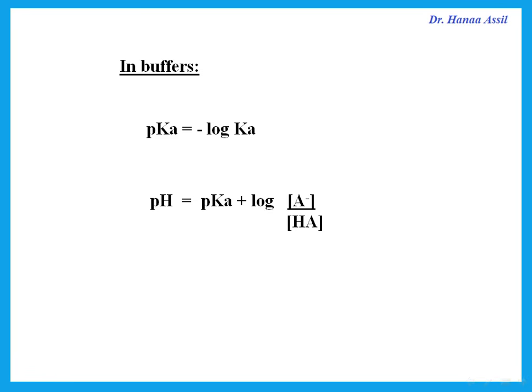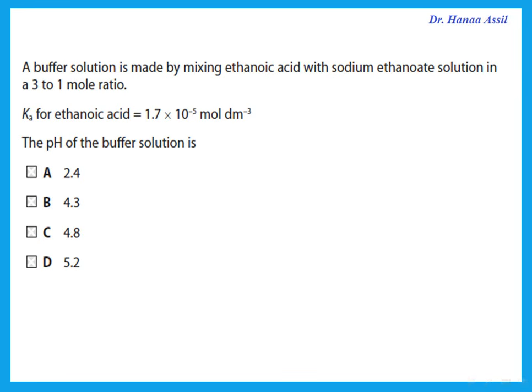Remember that for buffers, the pKa is minus log Ka. This second equation is a new one. Please learn it. This is for buffers. pH is equal to pKa plus log of the concentration of A minus over HA. So it is log of the concentration of the negative ion over the concentration of the acid.